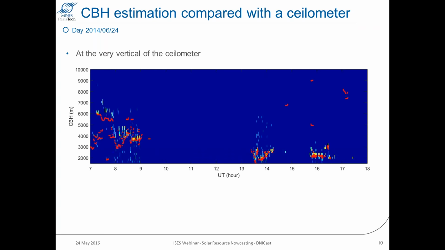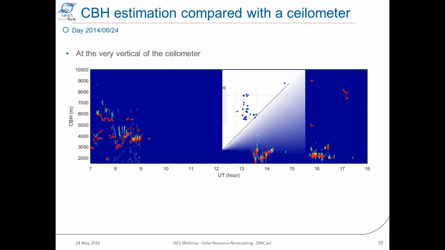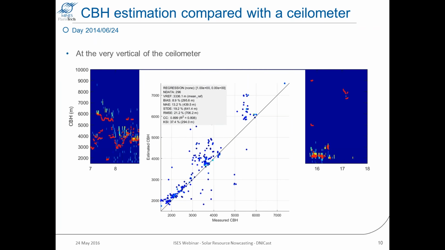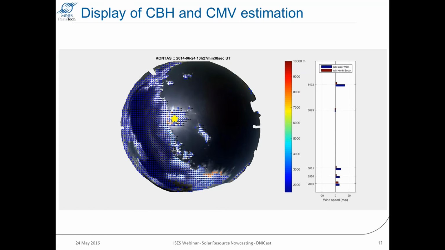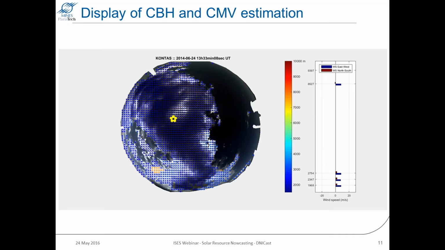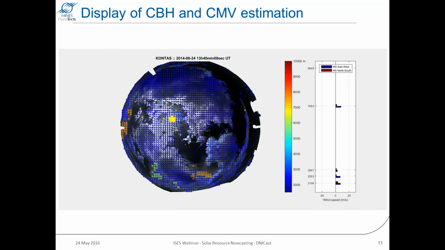So you can see that there is a relationship between what has been estimated by the two cameras in stereoscopic mode and the ceilometer. And if we do a comparison between the measured CBH and the estimated one from the stereoscopic cameras, you can get a nice correlogram with more or less 0.9 correlation and around 700 meters of error for this day, for the CBH estimation. This is an animation taking in one image, in one video, sorry, all the information you can get from the two cameras.